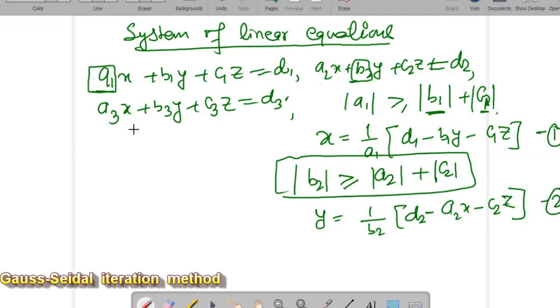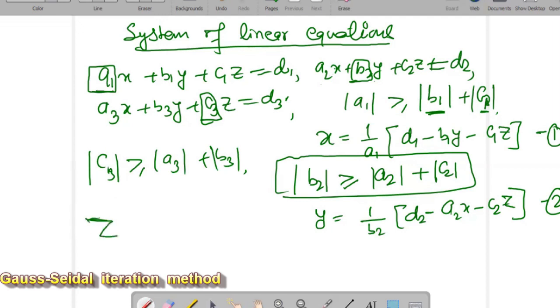And in the case of c3, which is the coefficient of z, greater than or equal to a3 plus b3, in this case, we find the value of z, which equals 1 by c3 times (d3 minus a3x minus b3y).